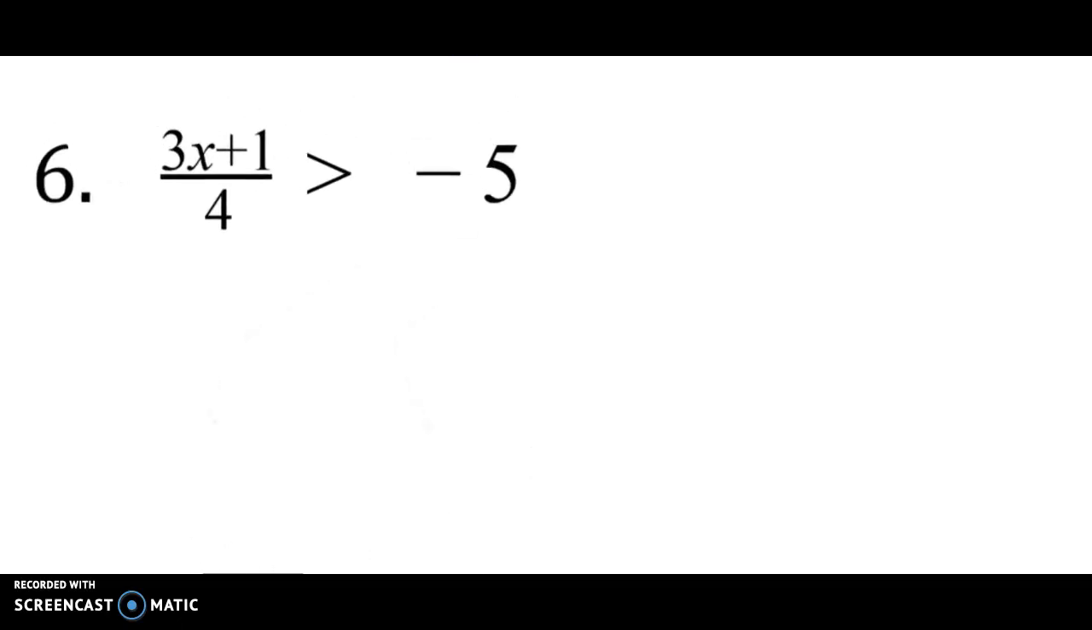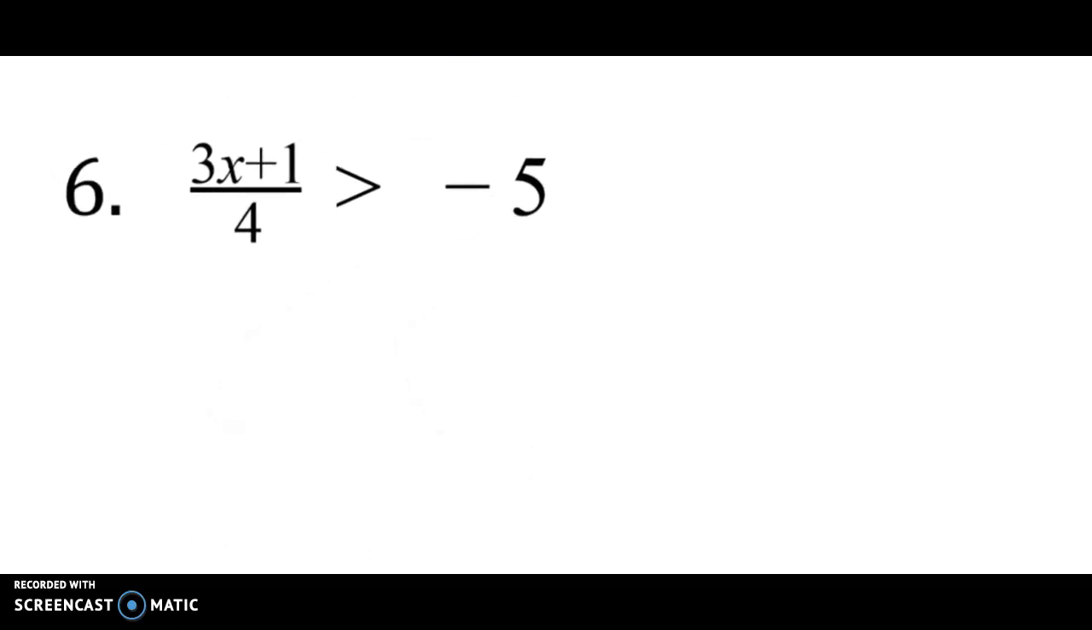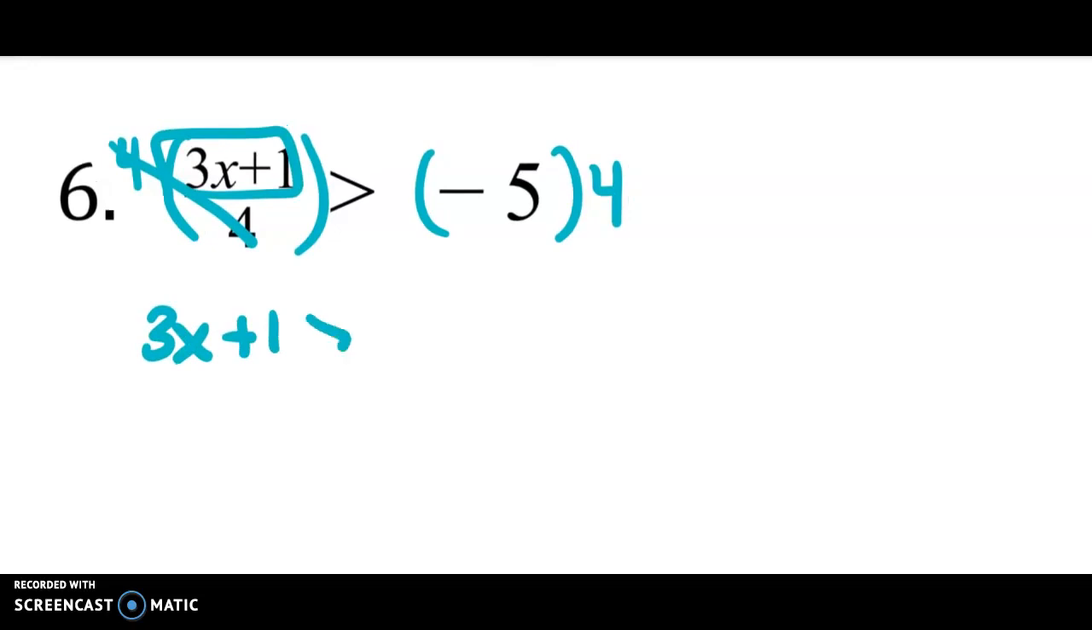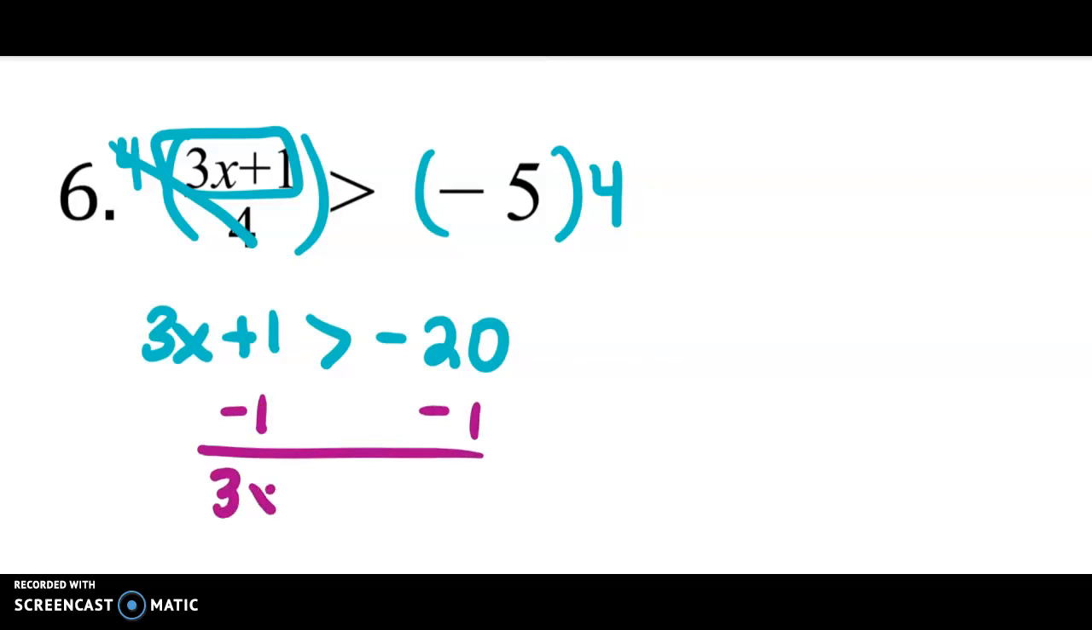So for number 6, you would first get rid of the 4. So you're going to multiply by 4 to both sides. The 4's will cancel, leaving just the top piece. So 3x plus 1 is greater than -20. We then need to subtract the 1. So we get 3x is greater than negative 21.